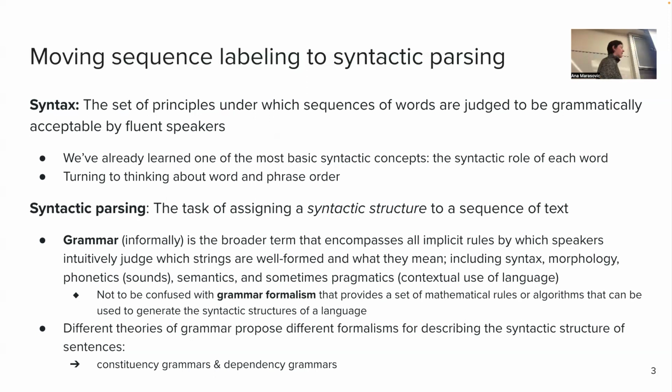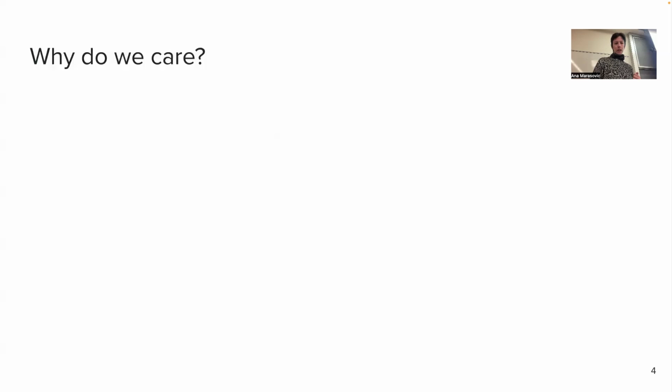Just to recap this part, syntactic parsing is the task of assigning a syntactic structure to a sentence. Depending on what theory of grammar we decide to embrace, we are going to get a different formalism for what this specific syntactic structure is going to be. Today, we are going to embrace the constituency grammar, and we are going to describe the formalism for parsing with constituency grammars. Why should we care about constituency parsing?